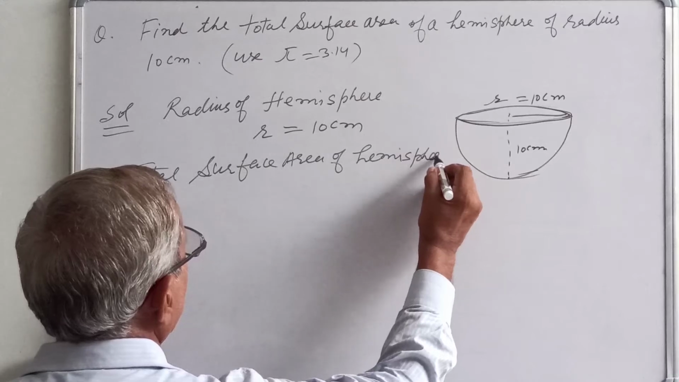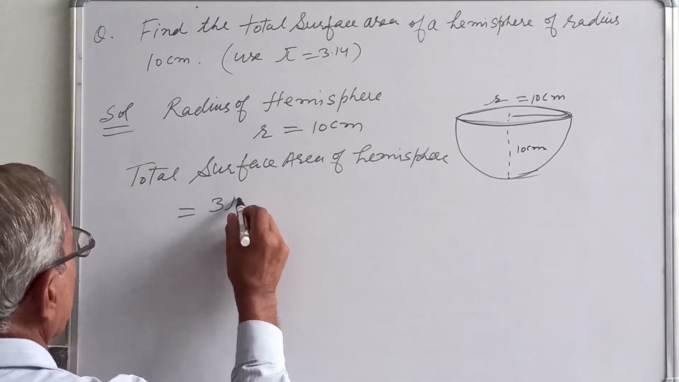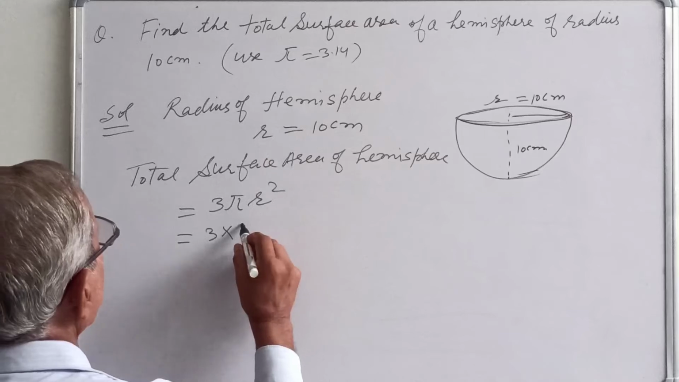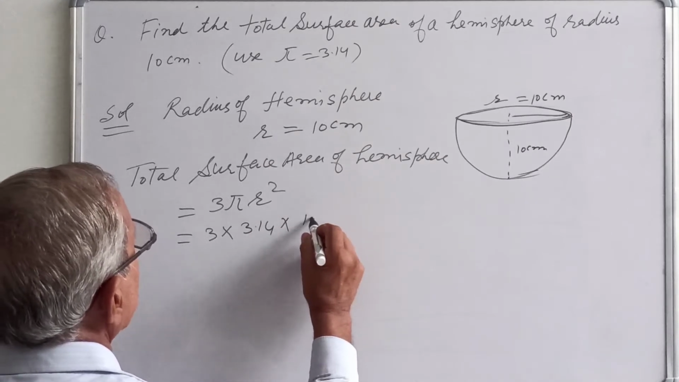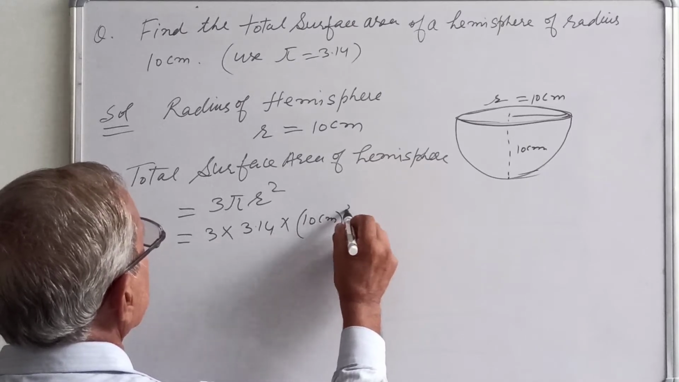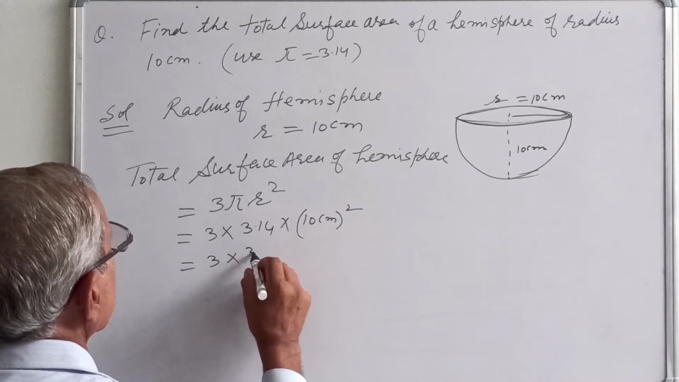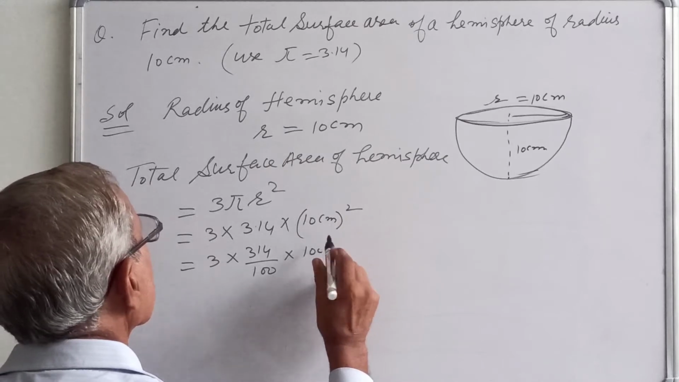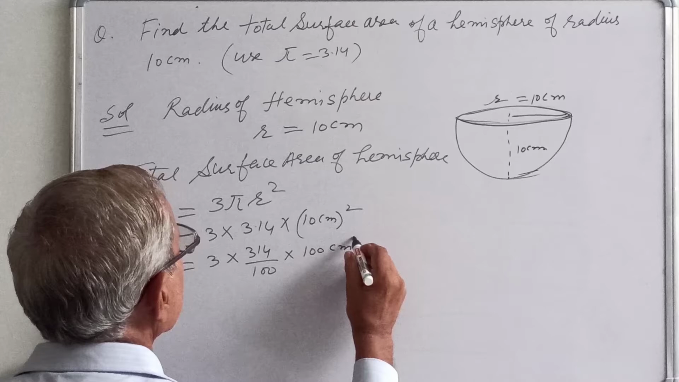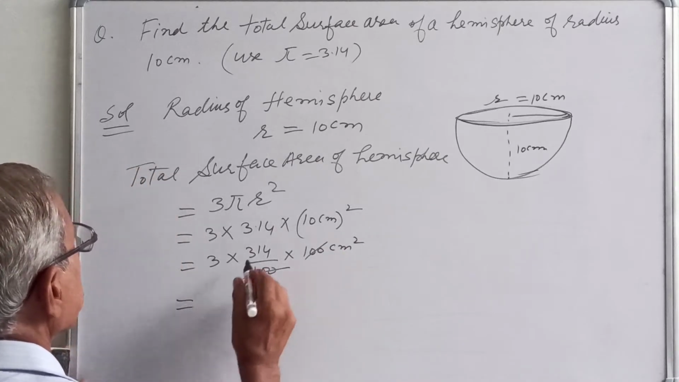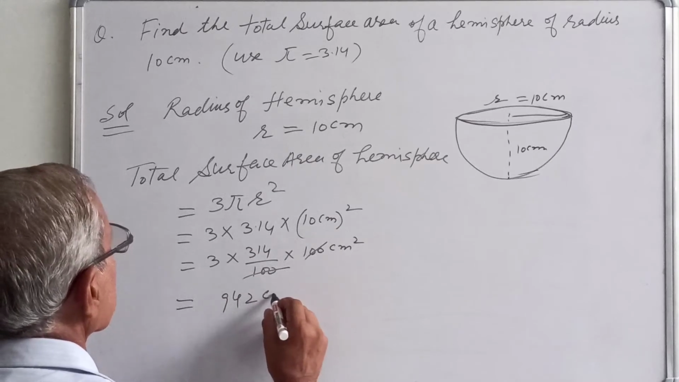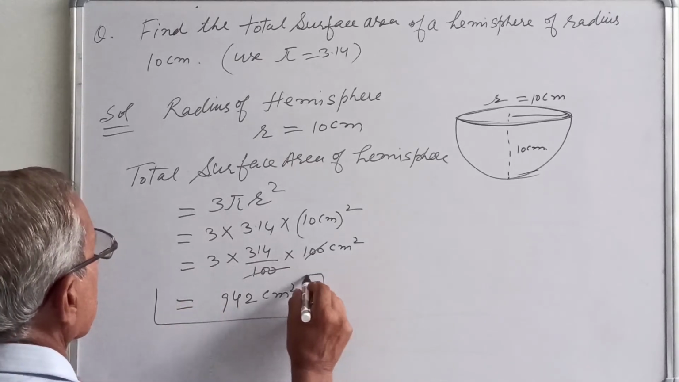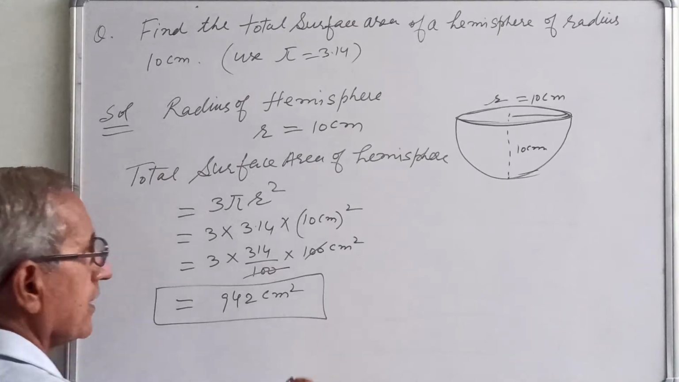is given by a formula 3 pi r square. 3 pi, the value of pi to be used is 3.14. r is 10 centimeter square. 314 divided by 100, 10 into 10 that is 100 centimeter square. So 100 and 100 cancel, so we get 942 centimeter square. That is the total surface area of the hemisphere of radius 10 centimeters. This is the answer.